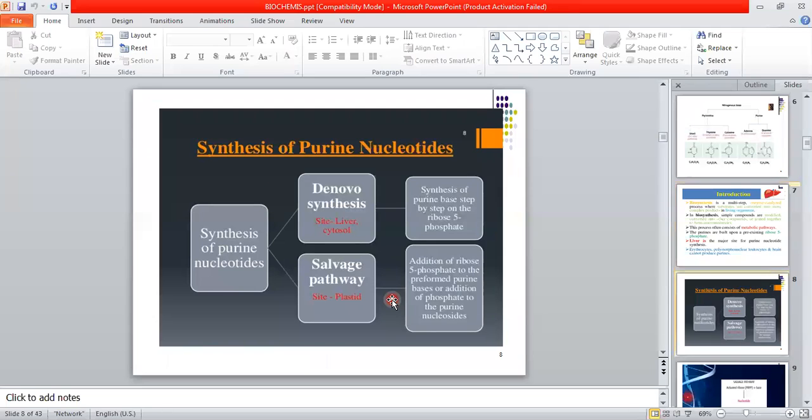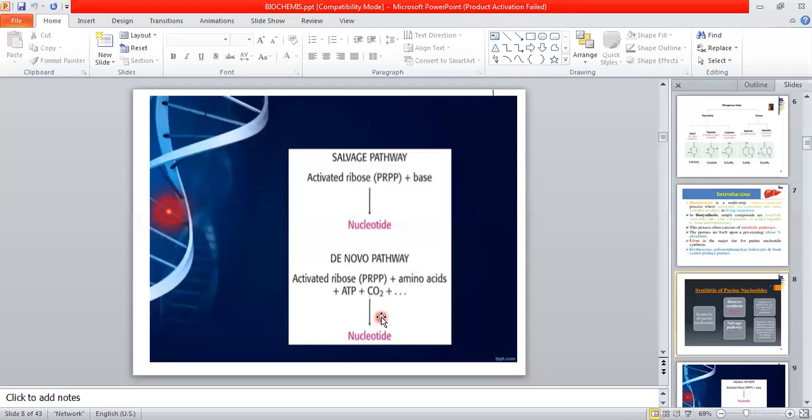Next one, synthesis of purine nucleotide. It may be synthesized by 2 processes. The first one is de novo synthesis. The second one is the salvage pathway. So for de novo synthesis, the site of action will be the liver and cytosol. For the salvage pathway, the site of action will be a plastid.